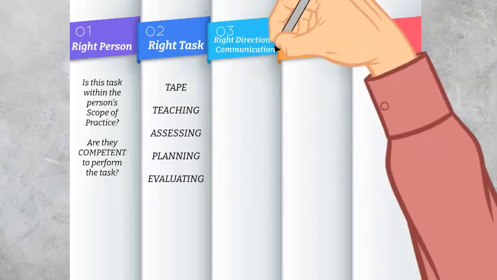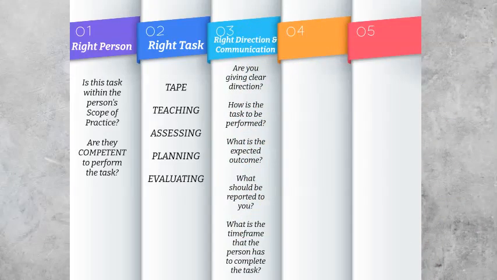Right direction and right communication is next. So, are you, as the person who is delegating the task, giving clear direction? Does the person to whom you are delegating know how the task is to be performed, what the expected outcome is, what should be reported to you, and what is the time frame in which the task needs to be completed?